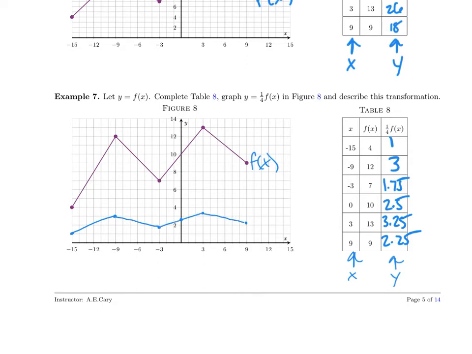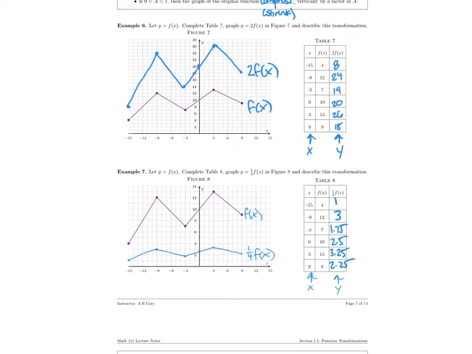And so we can see it looks like someone sat on it. It's a little flattened or compressed. So that is what a vertical compression looks like. But what if we do some of this horizontally? Let's change the page.